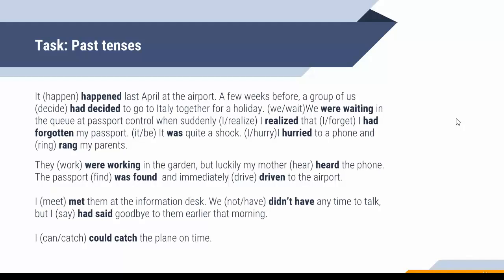It doesn't matter if you use "was" in the second place. Both ways it's correct. I met them, main story, at the information desk. We didn't have any time, main story, but I had said goodbye to them earlier, something which happened before the main past tense, past perfect. I could catch the plane on time. Can, could. Could is again a modal verb, which means that you need just the infinitive after that. Main story, past simple.